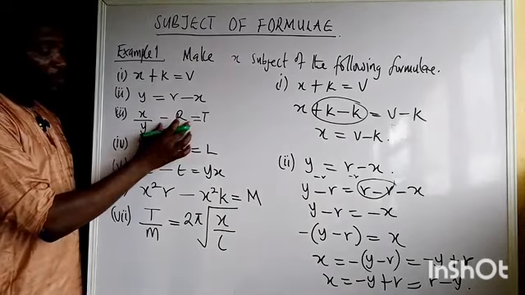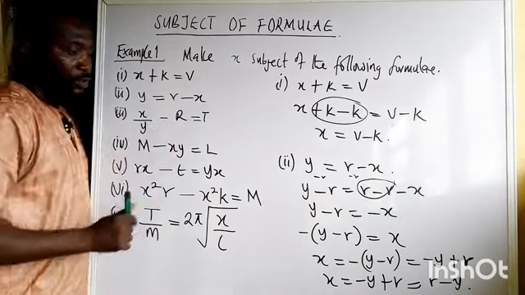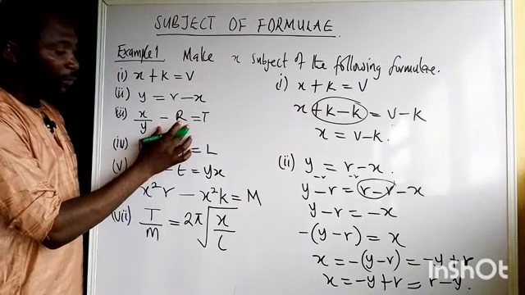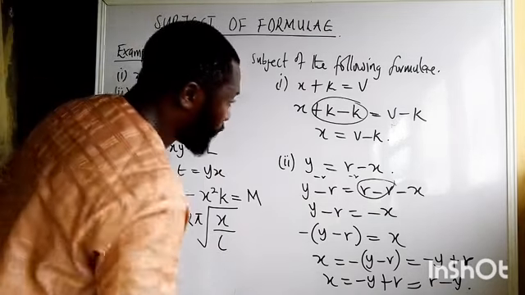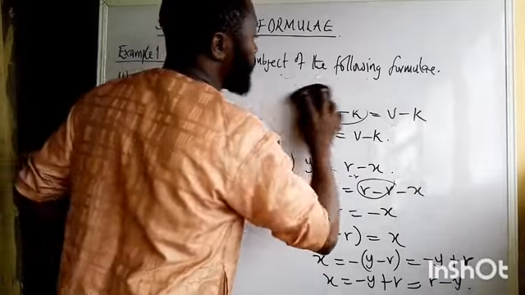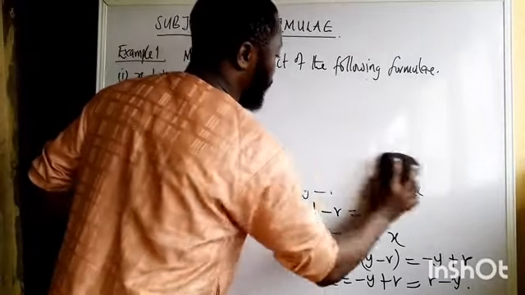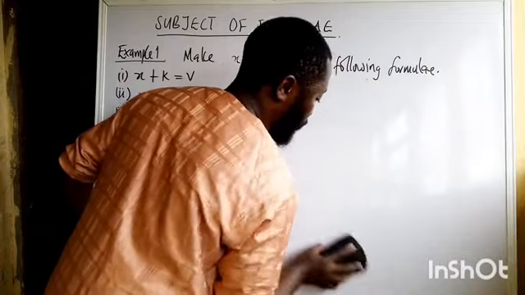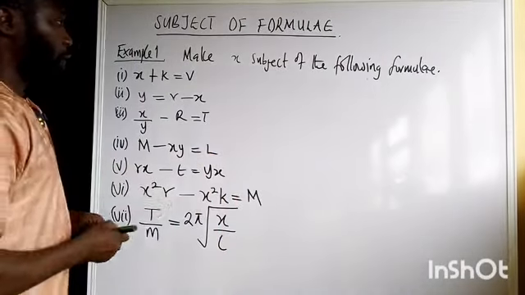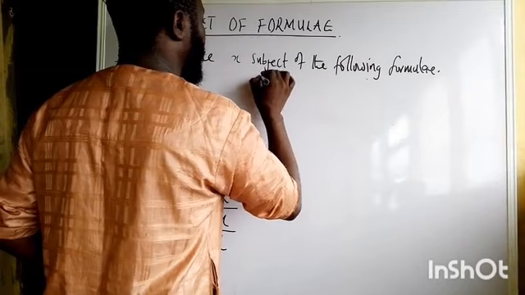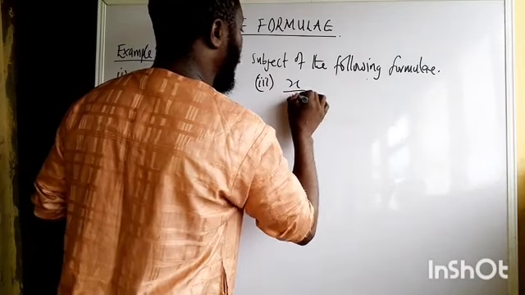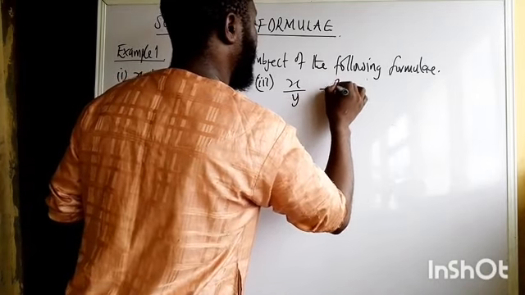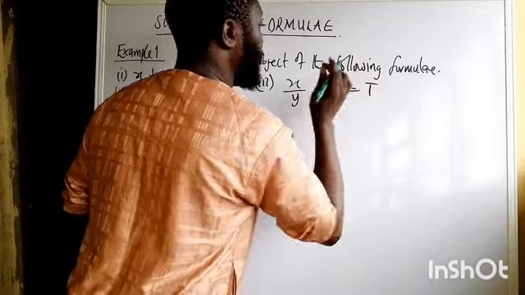Now here we have to remove this r. So once we remove r, then we remove letter y. So now let's start. Let's go together. So we have the third question: x over y minus r equals t.